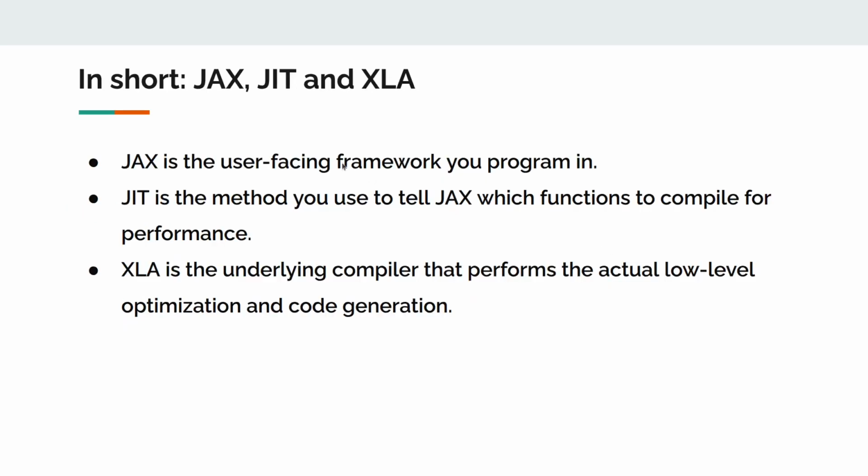Now in short, JAX is the user facing framework, so the user has to write the Python function in JAX. And JIT is the method that will transform your JAX code into a computation graph. That computation graph is then sent to XLA, which will turn it into optimized machine code, and it will be executed on top of the hardware.